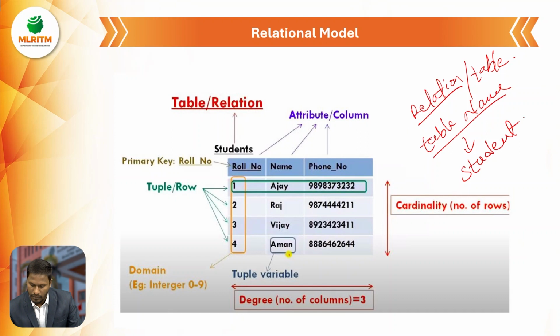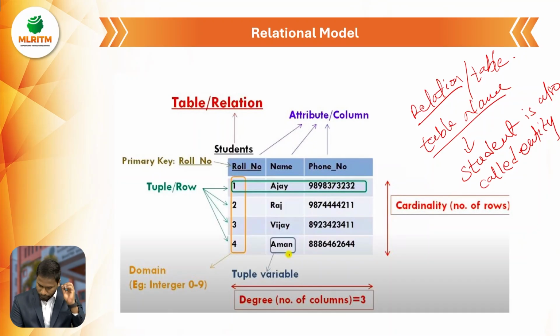Student is also called an entity. Here in the table we have rows and columns. The columns we also call attributes. What are the attributes we have here? Roll number, name, phone number. These three are also called attributes.